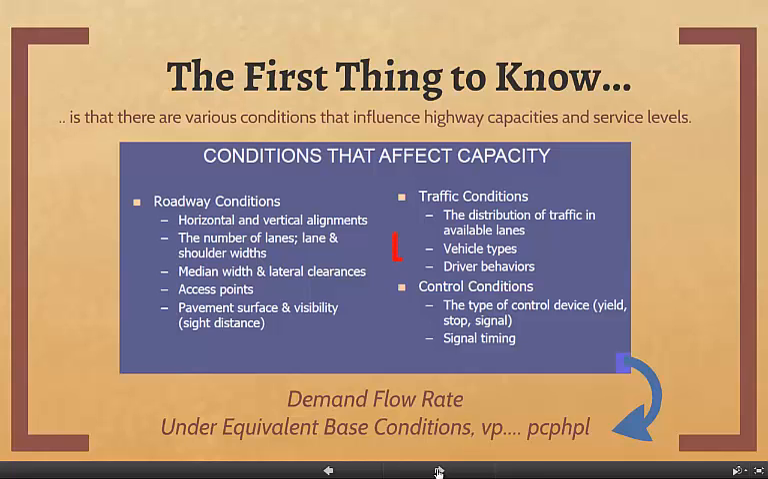Let's use this time here to understand how the presence of heavy vehicles affects the service flow rate of a basic freeway segment. We'll begin with key concepts, define some parameters, and finally, we'll prepare for basic freeway capacity analysis by computing the demand flow rate under equivalent base conditions, where the usual units of measure are passenger cars per hour per lane.